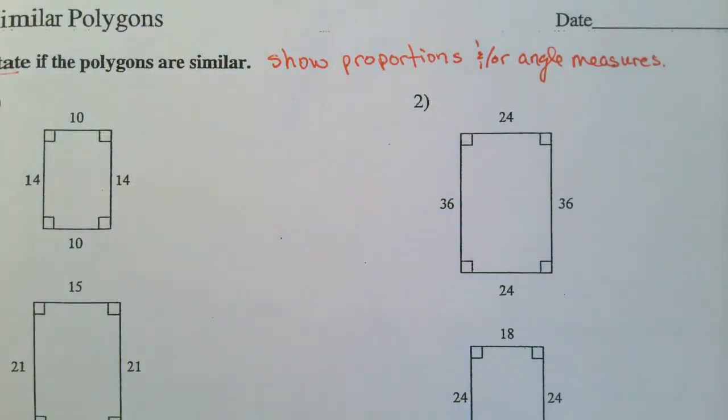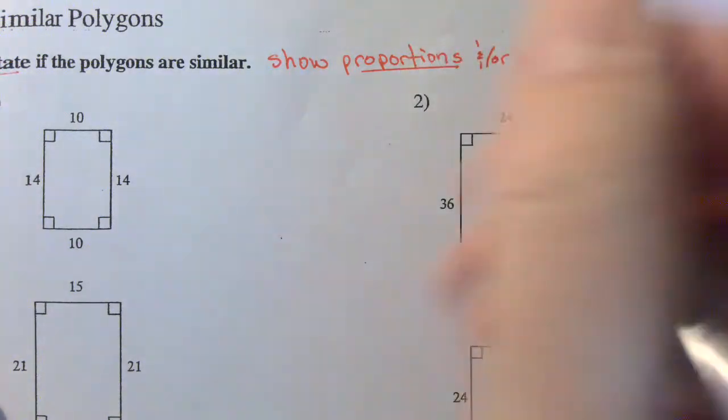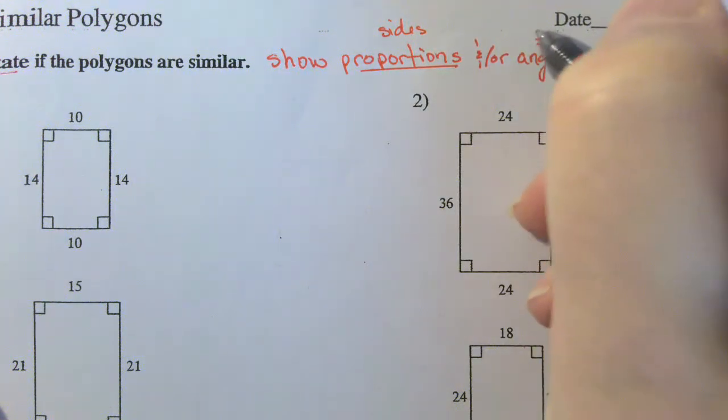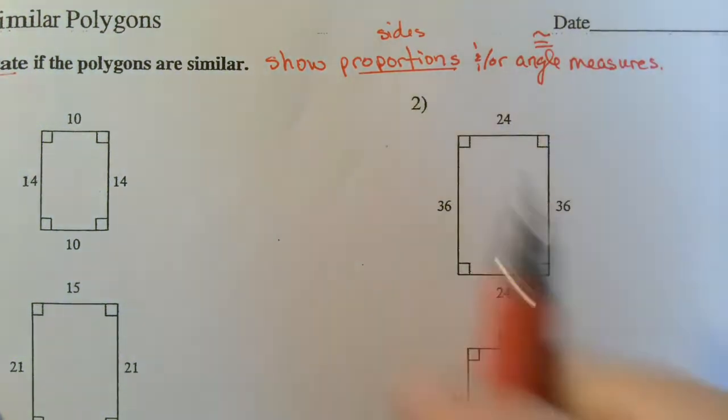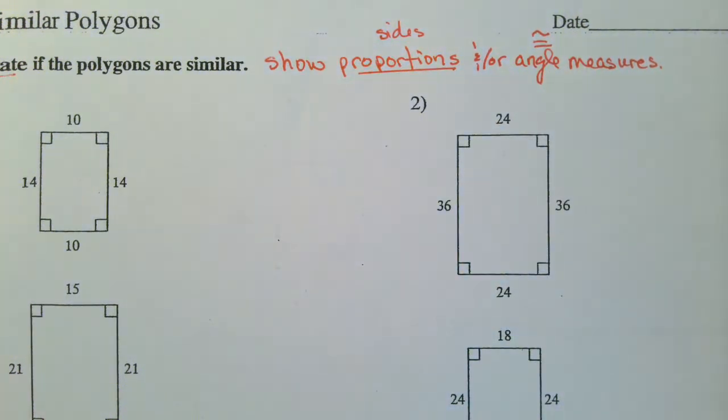There are several ways to show polygons are similar, but they have to have proportional sides. Okay, so I'm going to put on here proportional sides, and they have to have congruent angle measures. So the sides have to be proportionate, the angles have to be congruent. So those are the two big things. And we're talking about corresponding sides have to be proportional, corresponding angles have to be congruent. So nothing new, we're just using what we know.